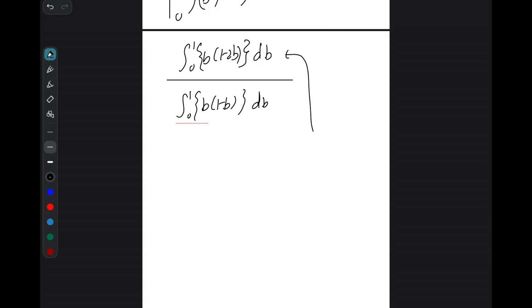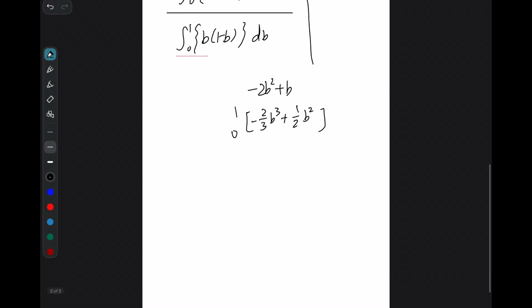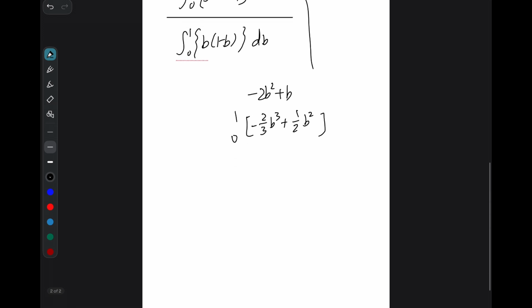The one on the top should be minus 2b squared plus b. So therefore minus 2 over 3 b cubed plus 1 over 2 b squared, evaluated at 1. So therefore we can calculate this. This is equal to minus 1 over 6, or so it seems.